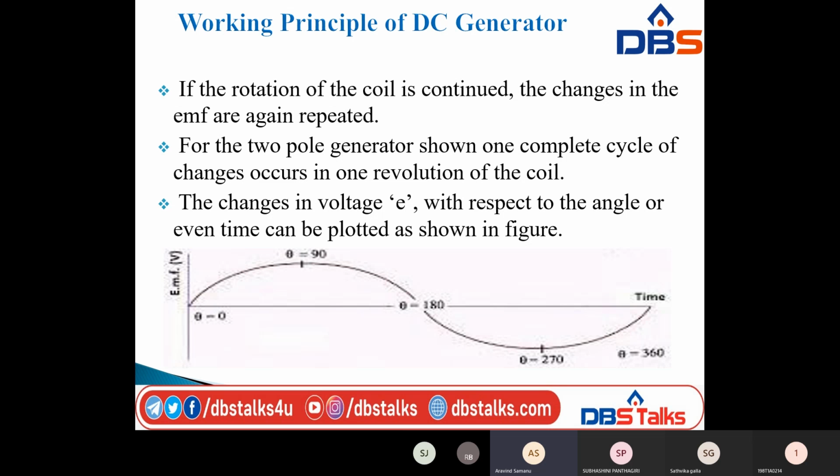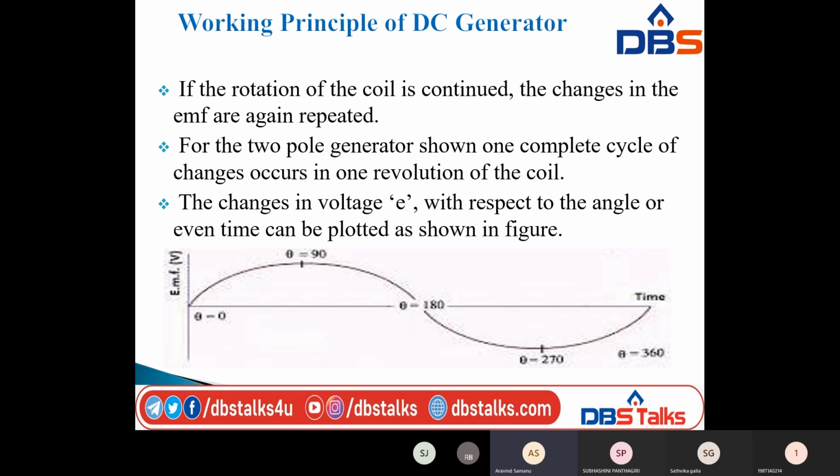And coming to theta is equal to 360 degrees, here also the coil sides once again move parallel to the magnetic field, making the induced EMF equal to 0. That is, the coil has now come back to the starting position. So this is the waveform regarding the operation of the DC generator. That means, theta is equal to 0, the EMF is 0. That is, there is no cut of magnetic flux because the conductor moves parallel to the magnetic flux.